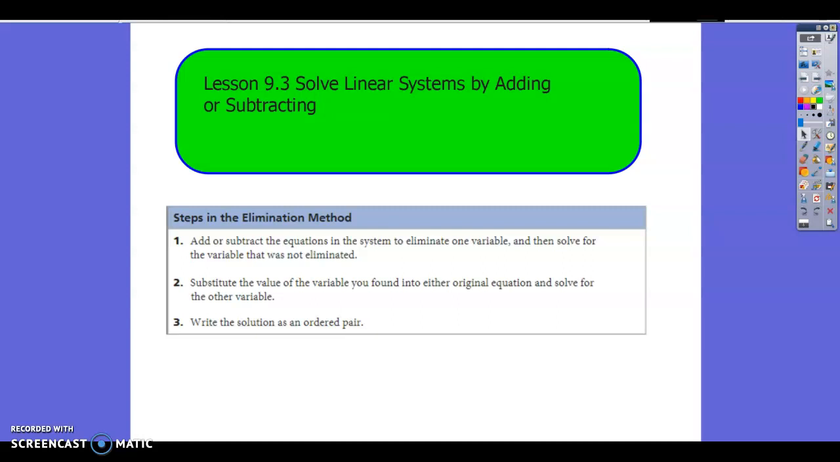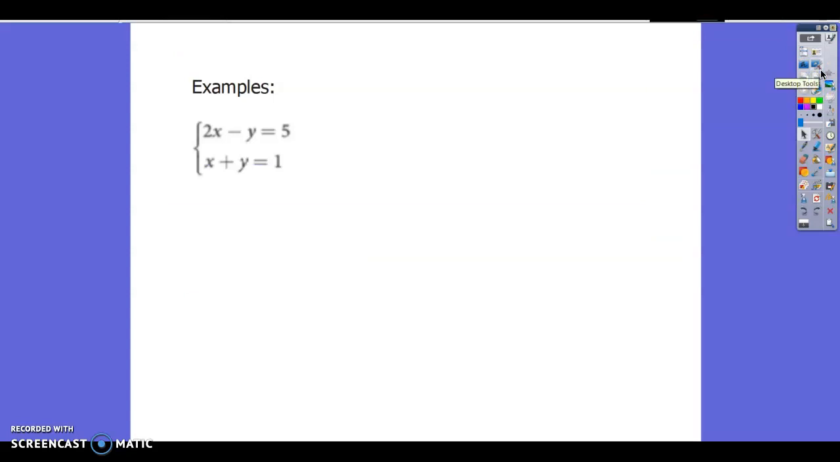All right, so let's look at this example here. We have a system, 2x minus y equals 5 and x plus y equals 1. When I look at this, my x's do not eliminate, but if I add these two equations, my y's will eliminate. So I'm going to add these two equations together. You're going to have 2x plus x equals 3x. My y's cancel, and 5 plus 1 is 6. Now I can solve for x by dividing by 3. x equals 2. Once I find x, I can plug it back into either equation and solve.